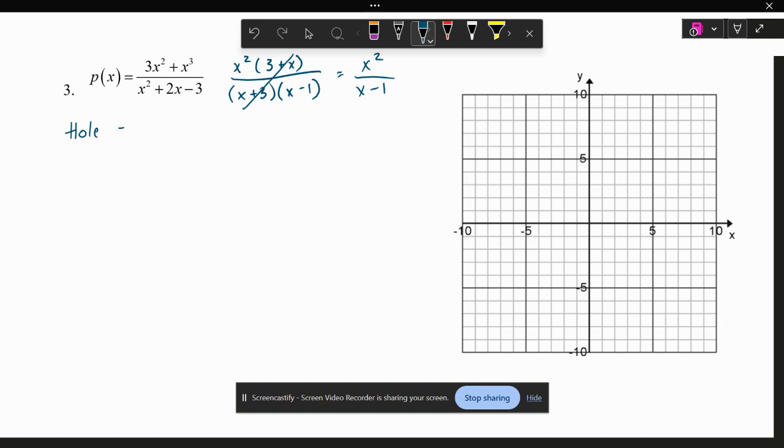Your hole will be at negative 3. And then if I plug negative 3 into my x squared over x minus 1, I get 9 over negative 4, so negative 9 fourths. That's where my hole is going to occur whenever I graph. Take the hole and plug it into your simplified equation, and that'll give you your y value.